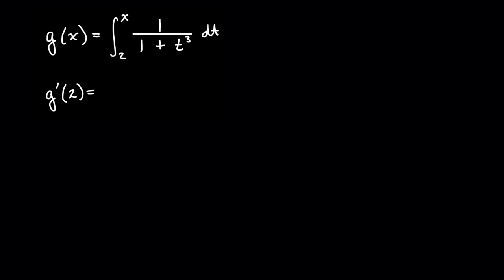If g of x is equal to this integral, and we want to find g prime of 2, the first thing that we are going to need to do is find g prime of x. So g prime of x would be the derivative of this integral, which is our fundamental theorem, which tells us all we have to do is substitute x into our problem here. And then we can evaluate this integral at 2, so that's going to give us 1 over 1 plus 2 cubed, which will be 1/9.